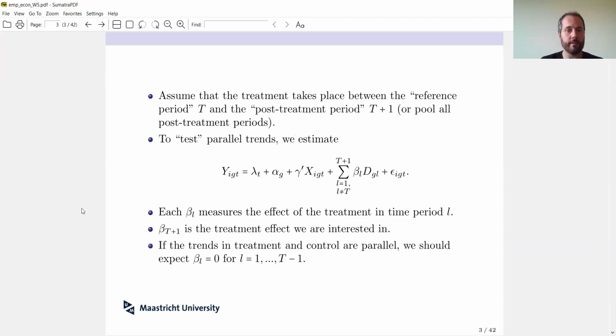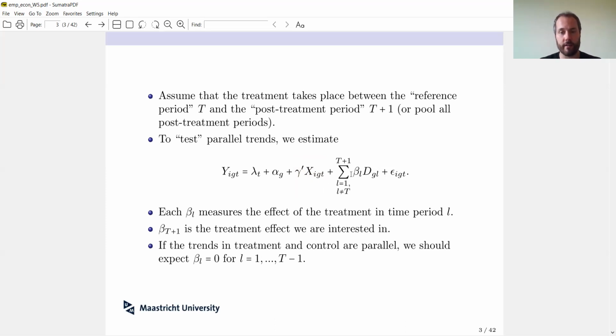So how do we do this? We have t+1 time periods, where t is the reference period, or base period as it's also called, and we have a post-treatment period. That's the only period where the treatment has taken place. And what we're doing is that we use the typical two-way fixed effect structure, including some vector of observed covariates.